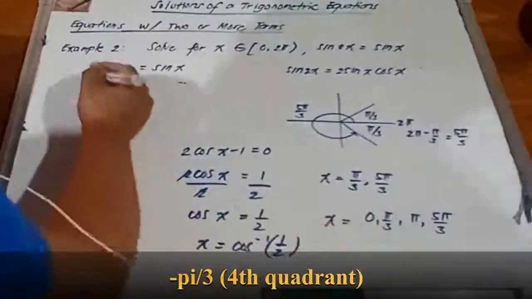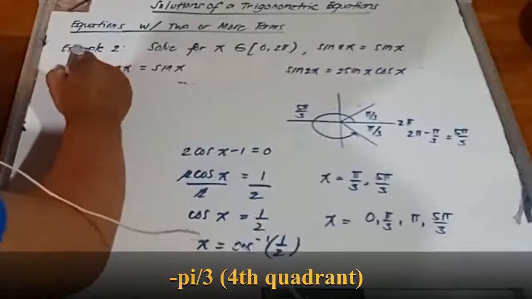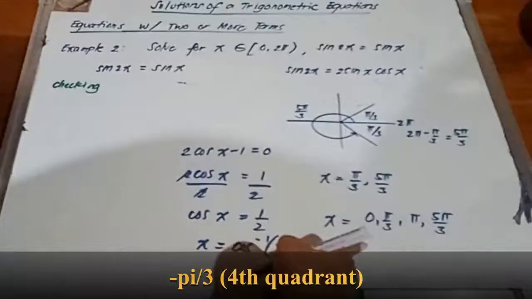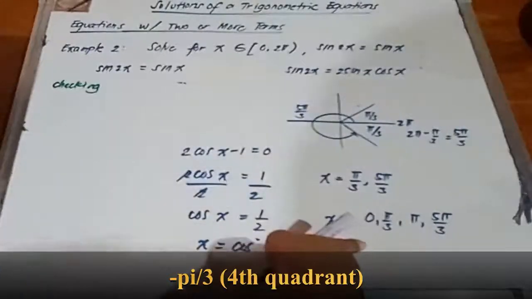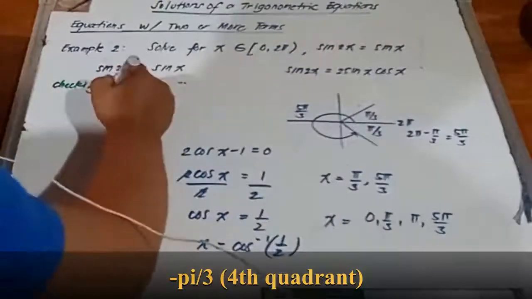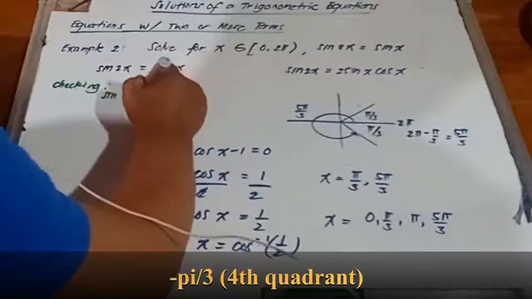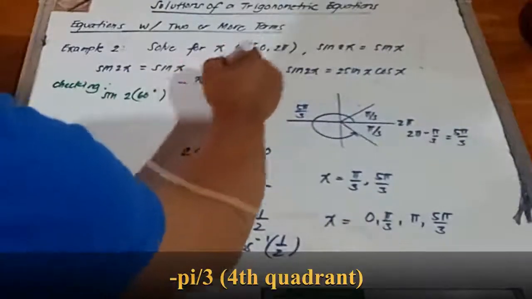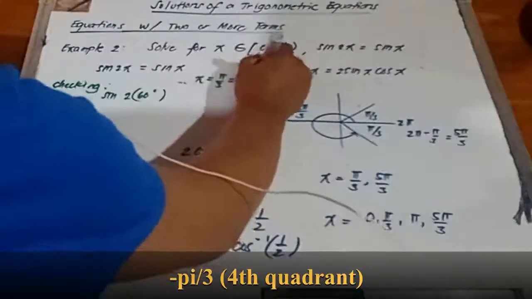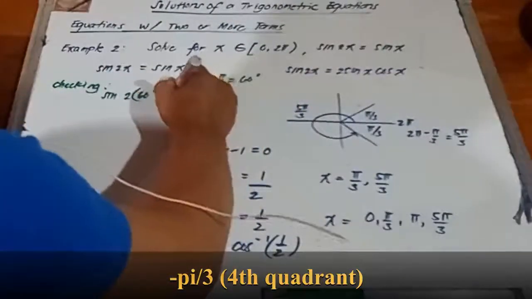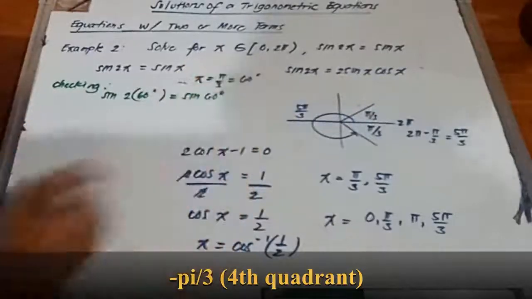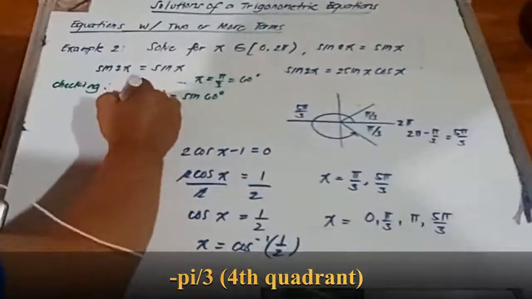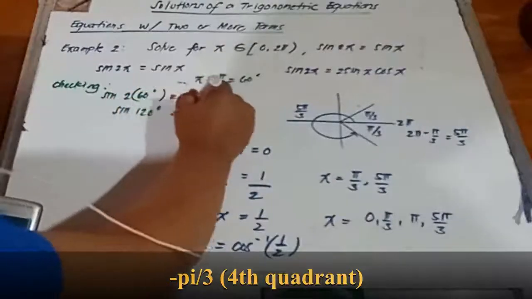Try natin si pi over 3. So, we have checking. Ang pi over 3 ay 60 degrees. Okay? Pi over 3, 60 degrees. So, yun na lang ilagay natin. So, sine 2 times 60 degrees. Okay? X dyan ay pi over 3 or 60 degrees. And we have sine 60 degrees. Pag gumamit ka ng calculator, okay, so this is sine 120. This is sine 60 degrees.